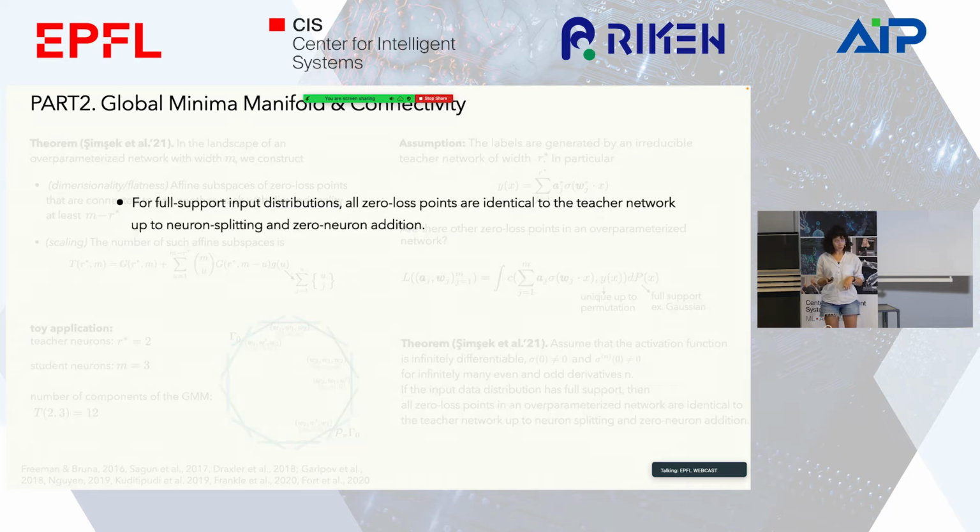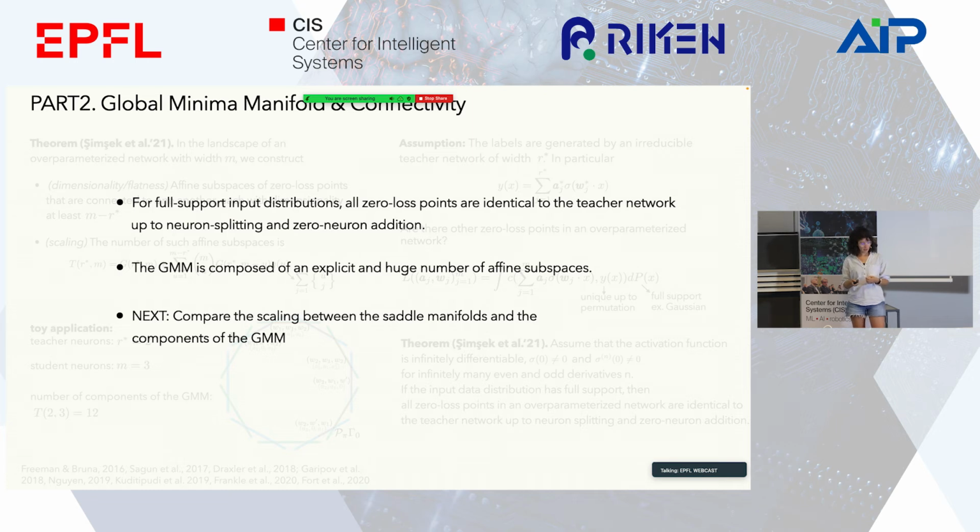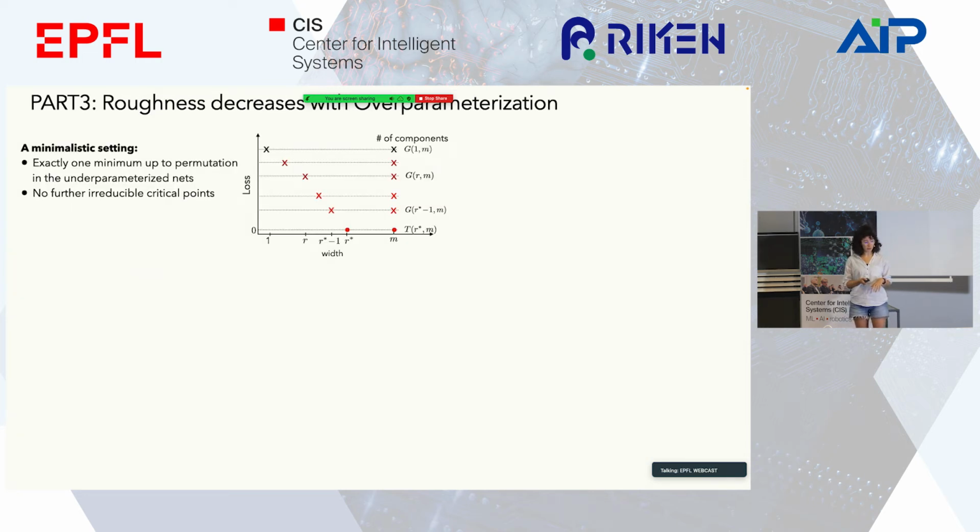To summarize the section, for full support input distributions, all zero loss points are identical to the teacher network, up to neuron splitting and zero neuron addition. And the global minimum manifold is composed of an explicit and huge number of affine subspaces. Finally, we will compare the scaling between the saddle manifolds and the components of the global minimum manifold. That brings us to the third part.